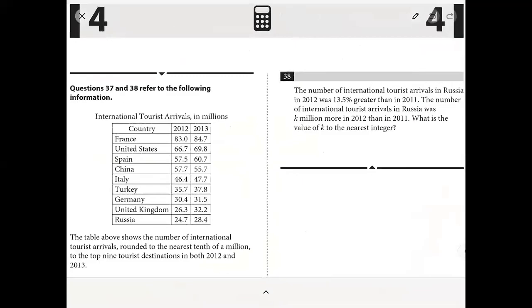This is the last question. Let me turn this way. This is number 38, last question. Usually they go in difficulty, so this is considered kind of a difficult question, relatively speaking.